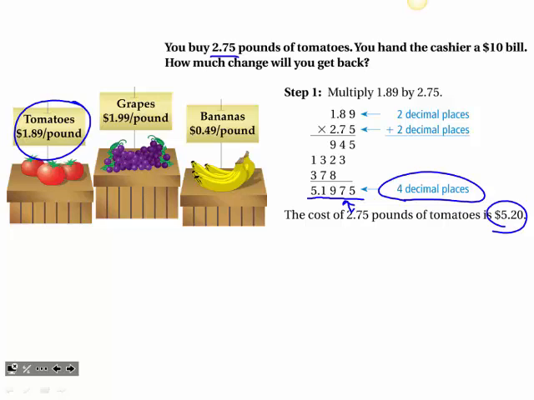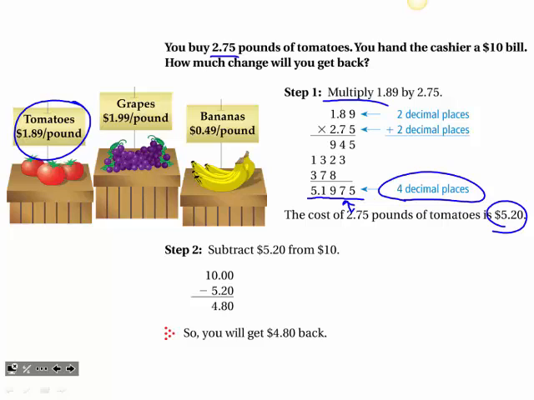How much money or change should we get back? This is a 2-step process. Step 1, we needed to multiply to figure out how much we owed them. Step 2, we need to subtract to figure out how much money we should get back. So we do $10 minus 5.2. Quick reminder, when you're subtracting decimals, line up those decimal points. And you should get $4.80 back.